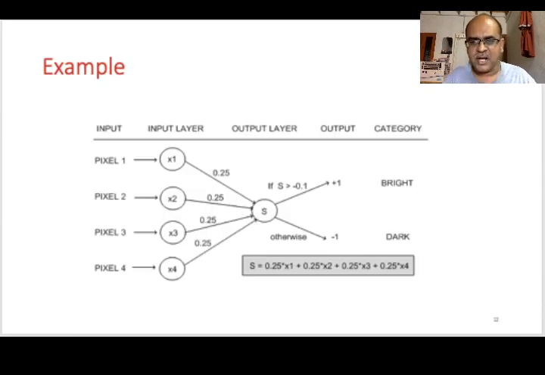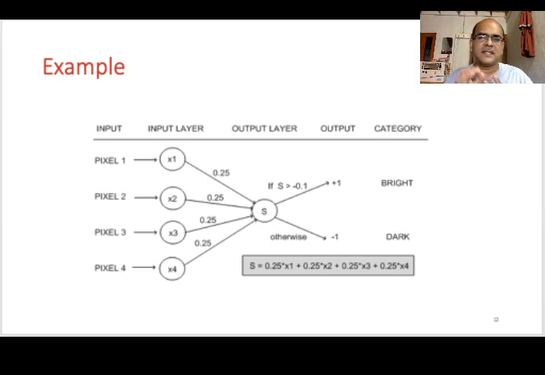Please note, there are certain inputs, like pixel 1, pixel 2, pixel 3, pixel 4. There are a set of input layers marked x1, x2, x3, x4. There are certain weights assigned for simplicity and explanation purposes. I am assigning equal weights, though it need not be so. I am assigning say 0.25 for each of these x1, x2, x3, and x4. So there is a set of output layers, and the output is plus 1 or minus 1. Simple.